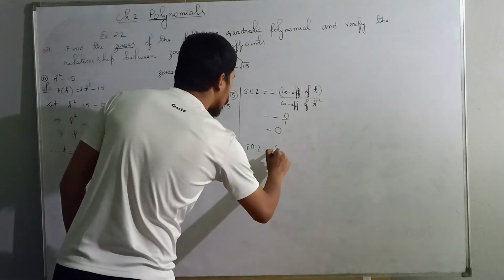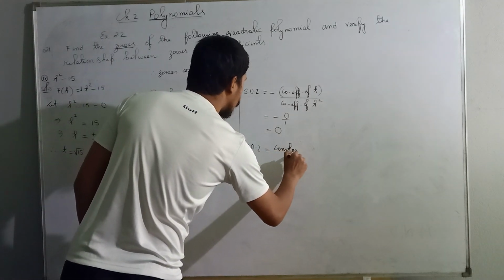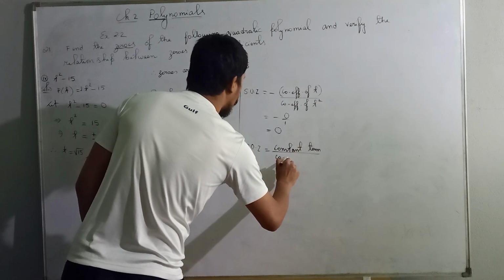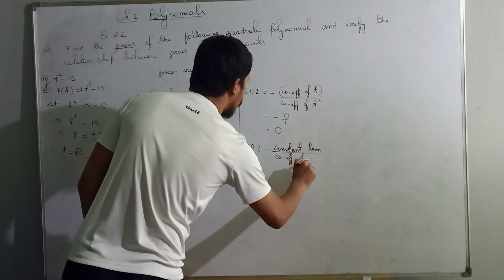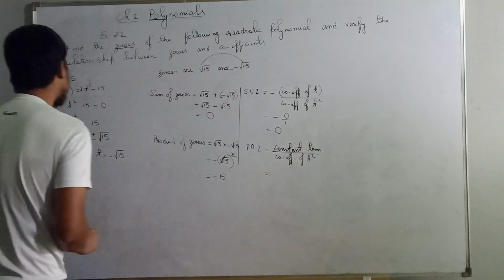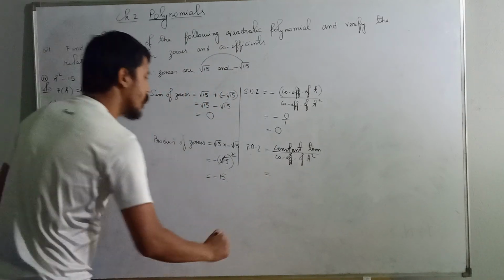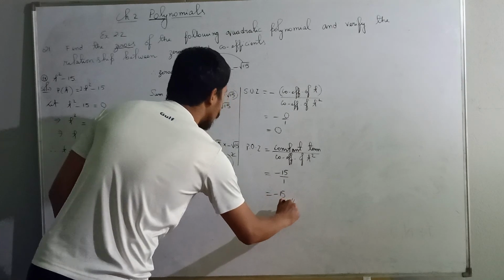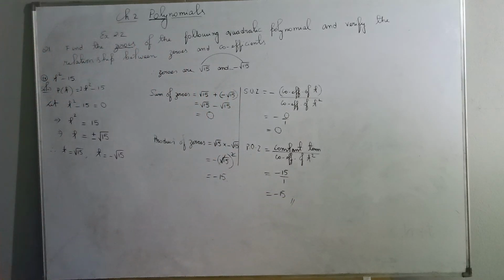And then the product of the zeros is constant term upon coefficient of t squared. What is your constant term here? Minus 15. Coefficient of t squared is 1, so we have minus 15. So we have equal product of zeros. Hence your solution is verified. Alright?